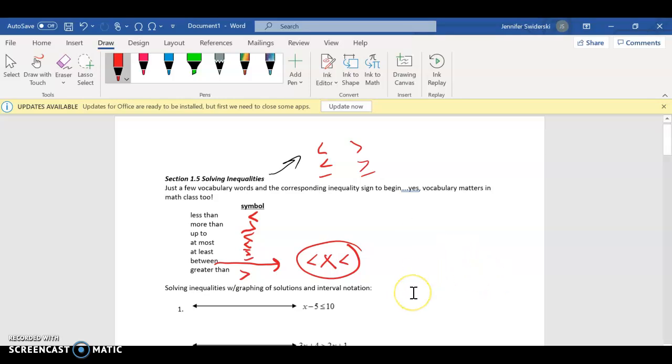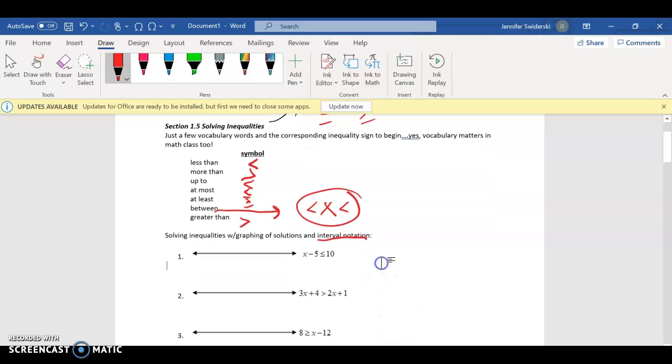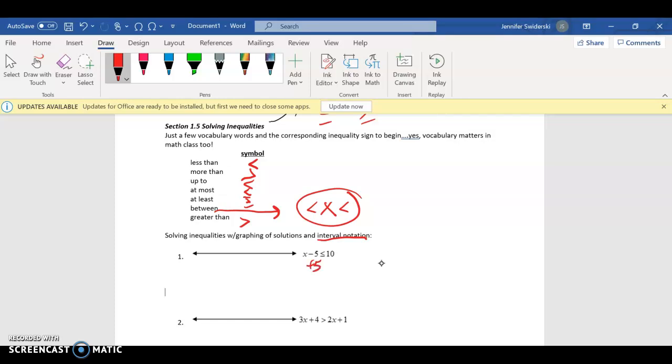So it says solving inequalities, graphing of solutions, and interval notation, another new vocab word. We're going to go over it here in a minute. So first steps when you graph these, all right, is do exactly what we've been doing. I want to get a variable by itself, so I'm going to add 5 to both sides. So I get x is less than or equal to 15. Now, here's my number line. If I have 0 and 15, I know x is going to have to be less than or equal to that.